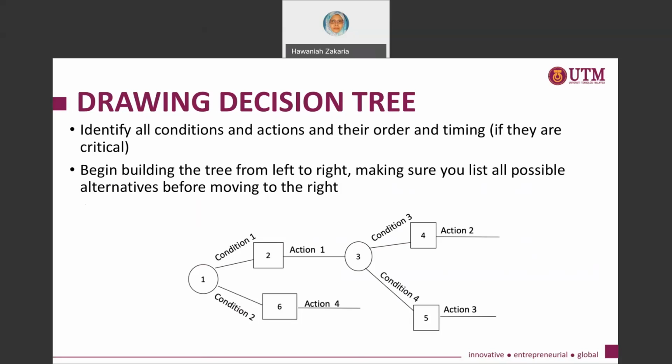So build the tree from left to right. Make sure you list all possible alternatives before moving to the right. That's why it's very important to identify the needed conditions in order to build your decision tree.